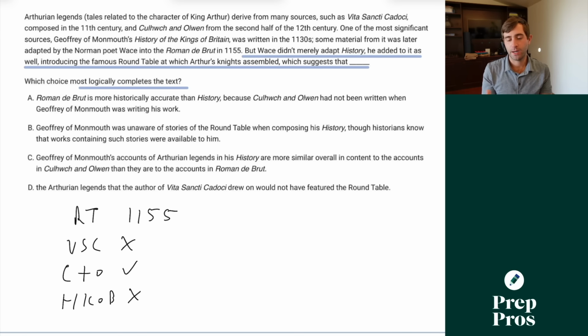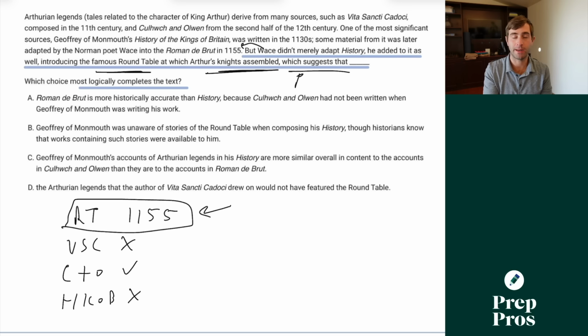So now I've gone ahead and written down my simple notes. What I notice here is we talk about in the final sentence, but Wace didn't merely adapt history, he added to it as well, introducing the famous round table at which King Arthur's knights assembled, which suggests, well, if we know that Wace is the one who introduced the round table, and that was in 1155, that means round table can first be mentioned at 1155. Now, because we see all these dates in the rest of the text, this lets me know that this filtering statement wants me to pay attention to the dates earlier. So Vita Sancti Cadoci, which was in the 11th century, could not have the round table because the 11th century is the thousands.